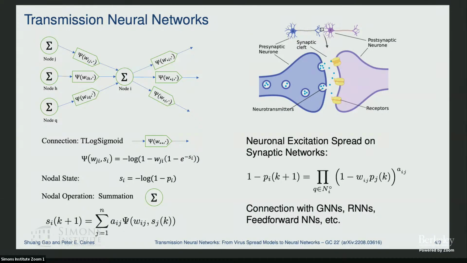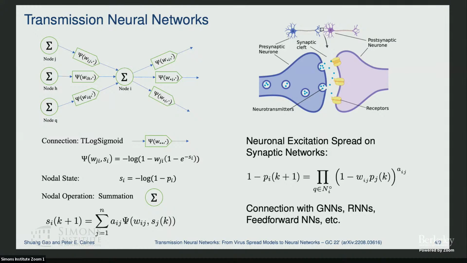If we look at the chemical synapse connection between two neurons, the presynaptic neuron after excitation sends a large population of neurotransmitters into the synaptic cleft in the middle. And then each of these neurotransmitters can bind with certain probability to the receptors on the postsynaptic neuron, which then causes the further activation of the postsynaptic neuron. And as you see, with simplifying assumptions, this can be suitably characterized by the same viral spread dynamics that we started with, which is an equivalent representation of the transmission neural network that we discussed.